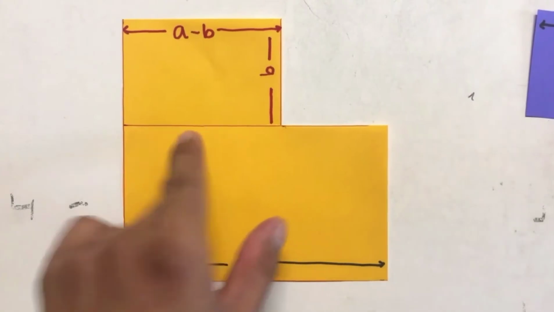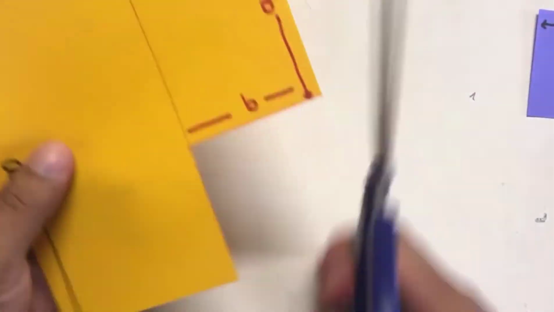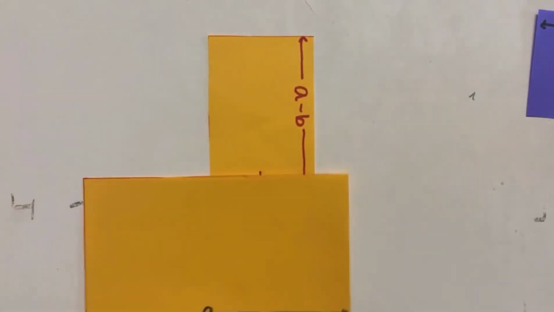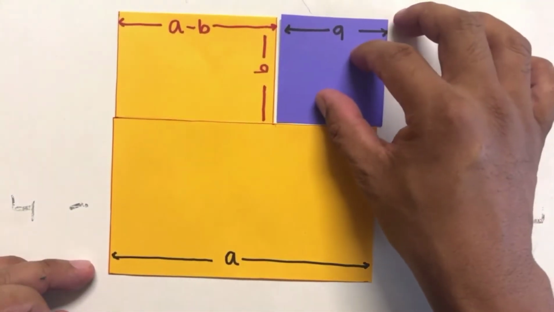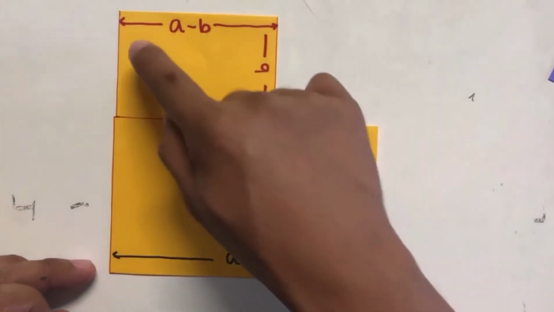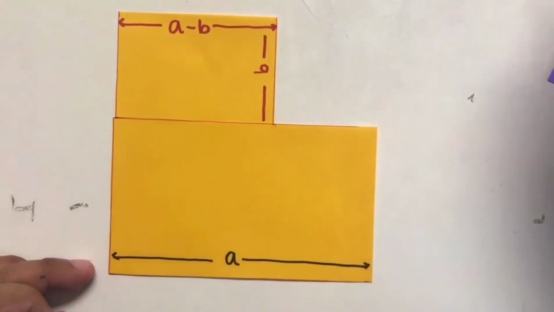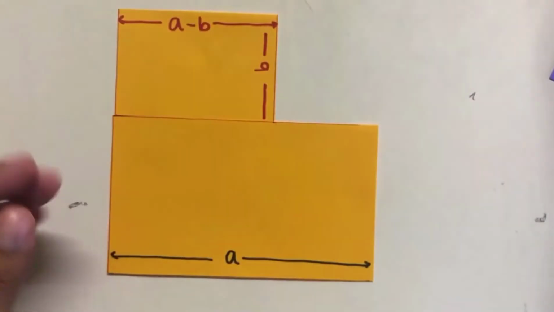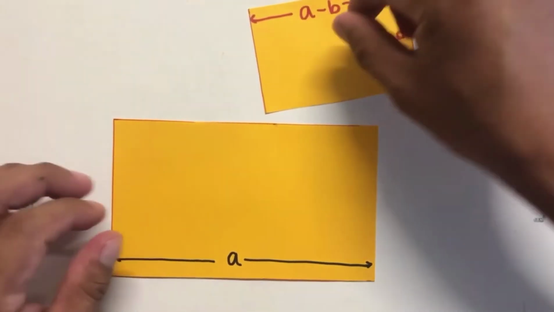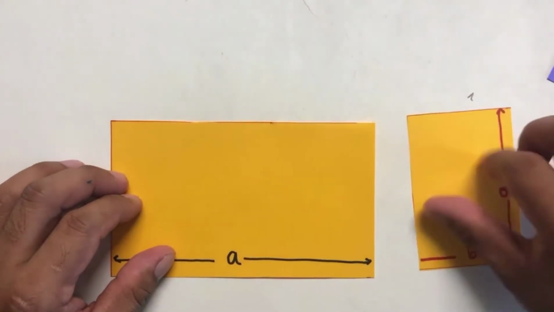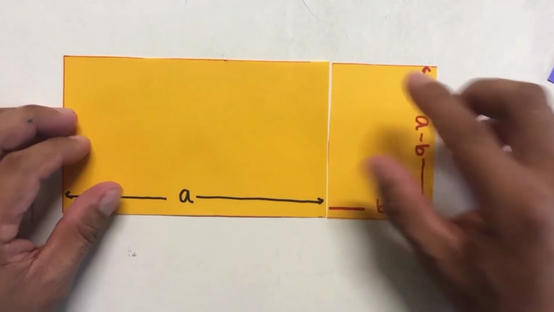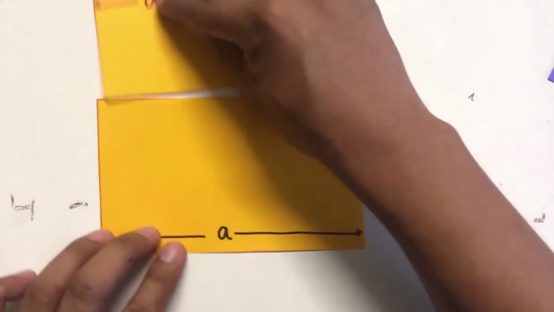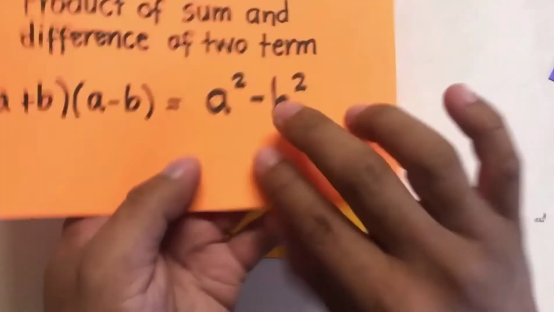Now let's cut along this line. So from the original A squared, we cut the B squared, so this area would be A squared minus B squared. So that would be the A squared minus the B squared. Now, I can remove this and put that here. And now, I have a rectangle. And the area of this rectangle is A squared minus B squared.